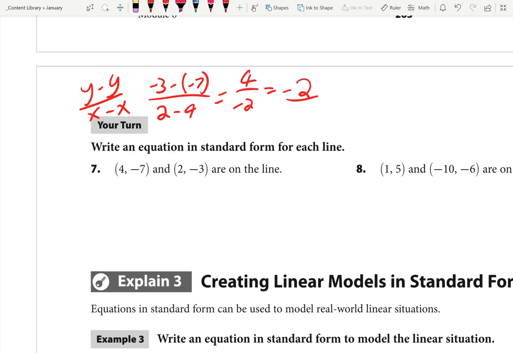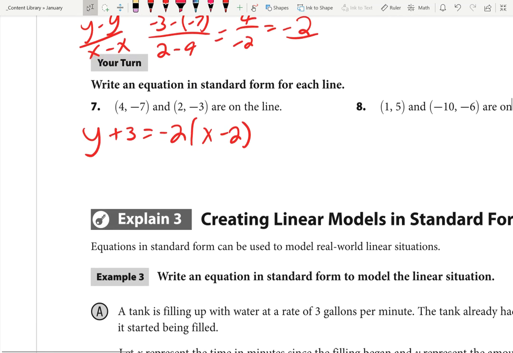Now, if I use point-slope form, let's just use one of the points. I'll use this one just because the numbers seem a little smaller. So if I use this point and this slope, then my equation would look like this. I would have y plus 3 for that negative 3 there, equal to negative 2 as our slope, times x minus 2, and the minus 2 is because of this 2 right here.